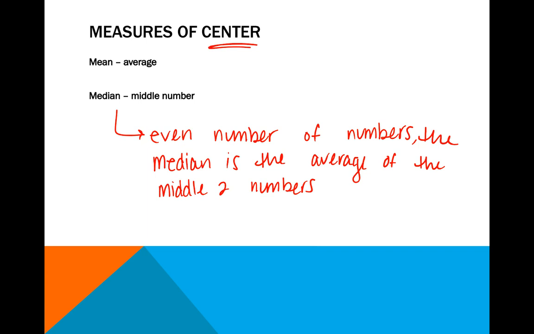And if you're uncertain about the mean and what I mean by average, you just add up all the numbers and divide by how many you have.